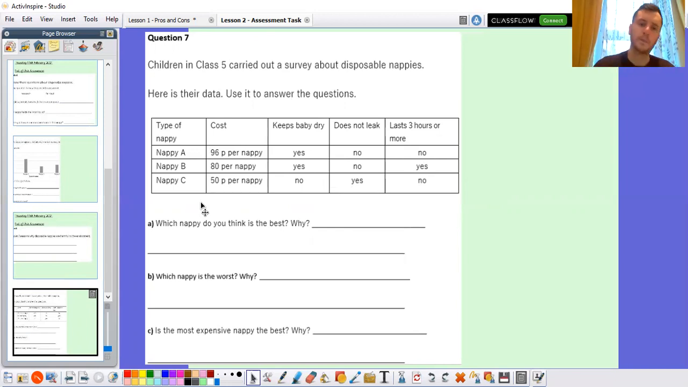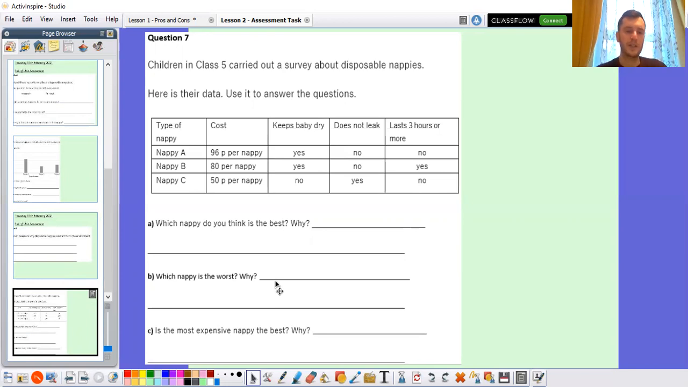Now the first question, there's not necessarily a right or wrong answer, as long as you can explain why. So which nappy do you think is the best and why? You've got to use those reasons to decide which one is the best nappy. Which nappy is the worst and why? Again, there's not necessarily a right or wrong answer. It's your opinion. As long as you can justify it, you can say nappy A is the worst because, and you've got to explain it, that is fine.